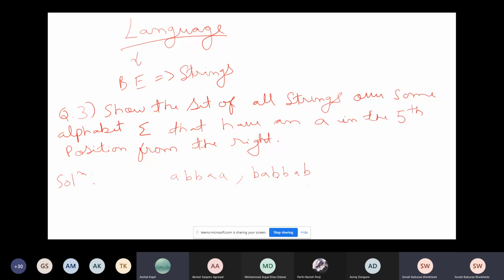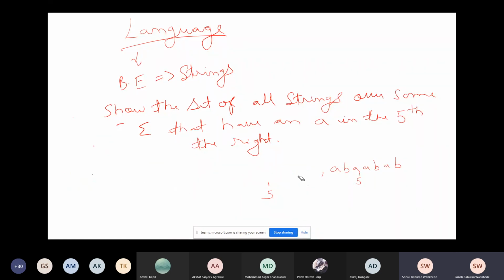1, 2, 3, 4, 5. Yes. And then something like that. A, B, A, A, B, A, B. It just needs to be on the fifth position. A, B, right? 1, 2, 3, 4, 5. This is also the fifth position. 1, 2, 3, 4, 5. In this way. Very good. So this is how you represent that. This is just a representation of languages. This was the basic part of how you represent a language.